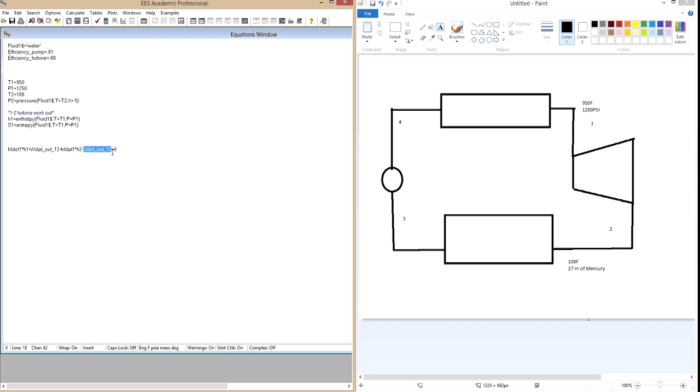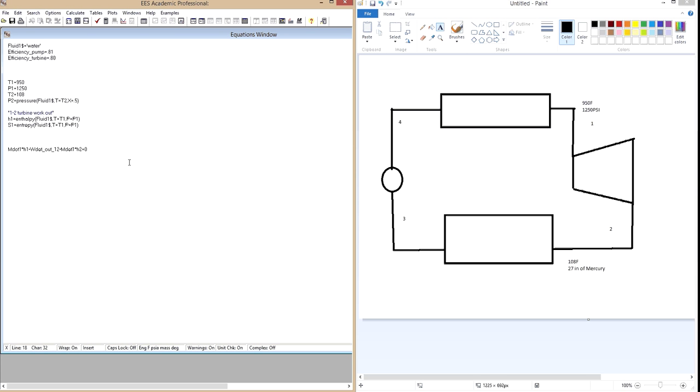So I'm going to assume that the Q dot's out or in on pumps and turbines is 0, because I need to calculate the work. And on heat exchangers, I'm going to assume there's no work, because there isn't, and the variable I'll solve for is Q dot.